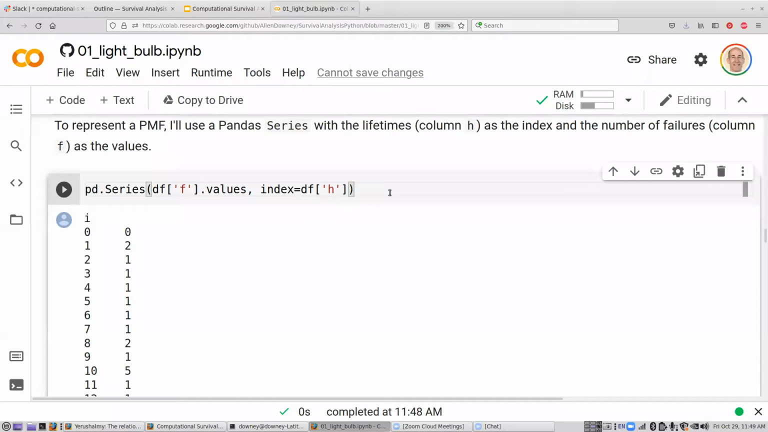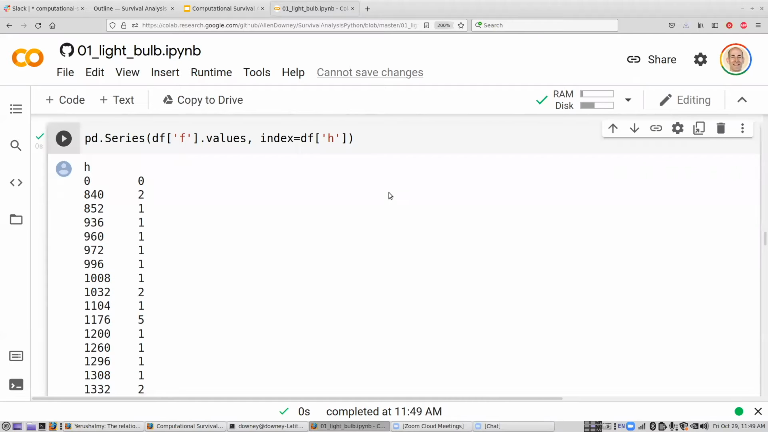If you are not familiar with pandas, let me give you a brief introduction. The series object is a sequence of values that also contains an index. So it represents the correspondence between the index and the values. And in this case, the index consists of the number of hours that the experiment ran for. And the values in the right-hand column are the number of failures, the number of light bulbs that expired at that time. So I'm going to take this object and assign it to a variable named PMF.